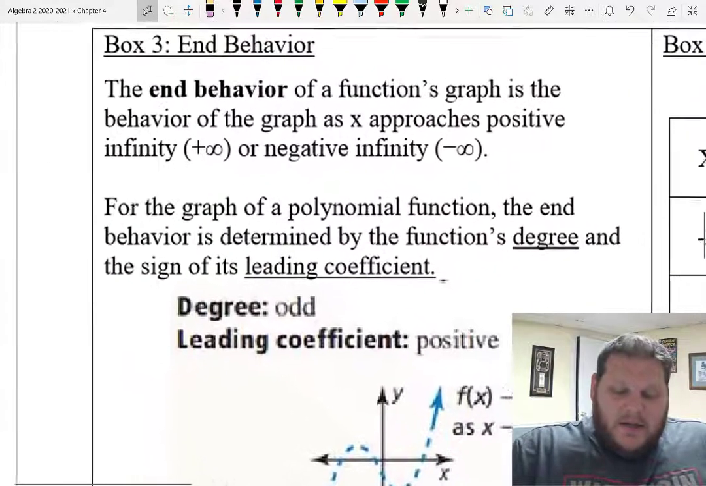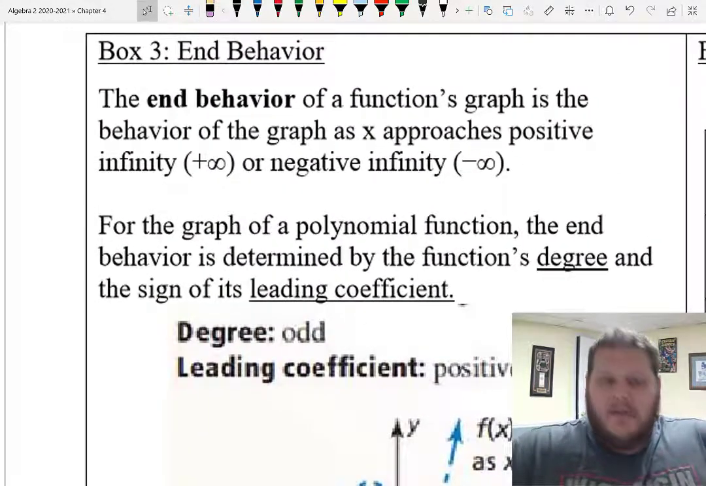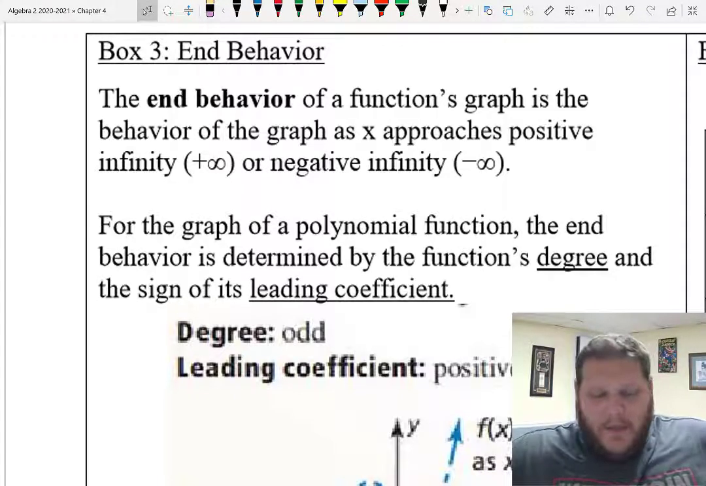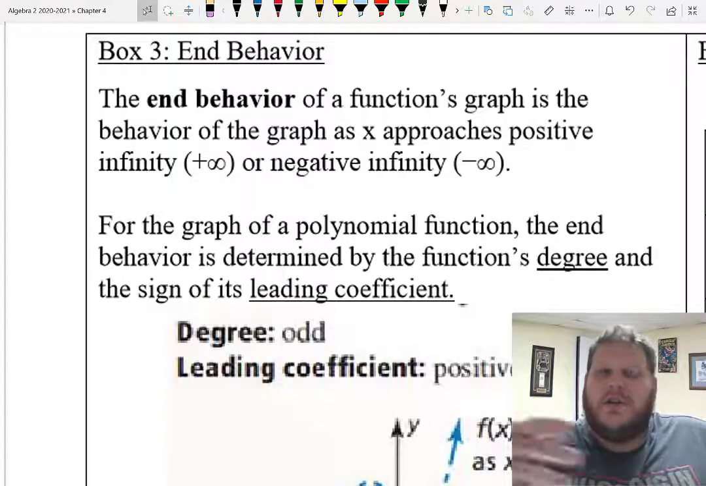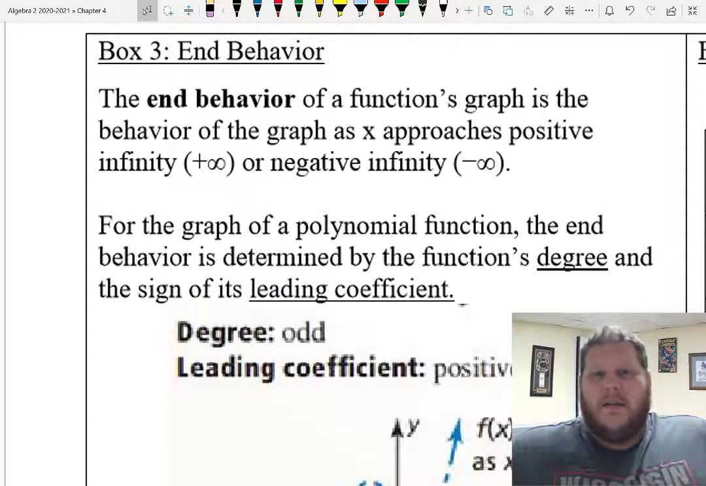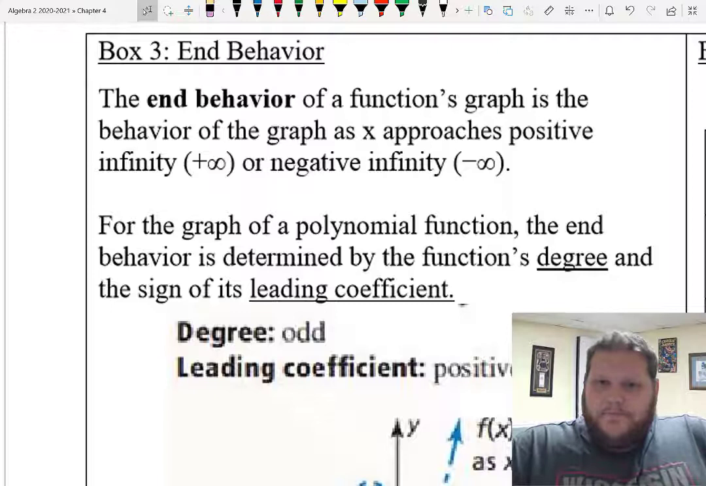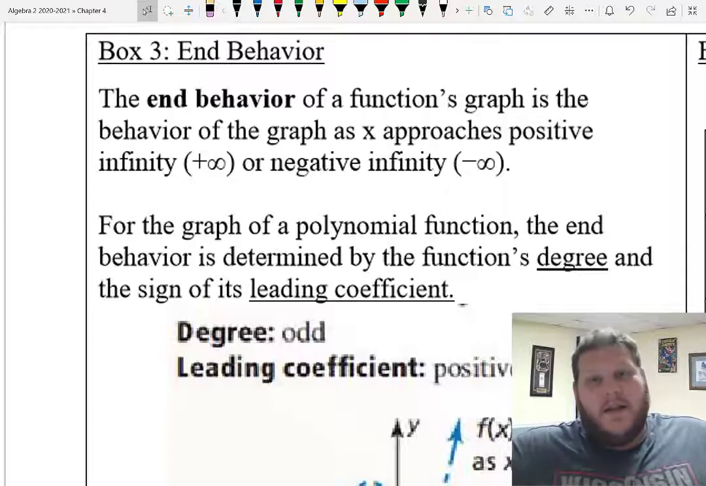Now, box 3 is a little bit different, and it takes a step back because it's another information box. In box 3, we're talking about something called end behavior, which is where we start transitioning into upper level math, and we start thinking of things more connectedly rather than as individual topics. So the end behavior of a function describes, just like it says, what happens at the end of my function.